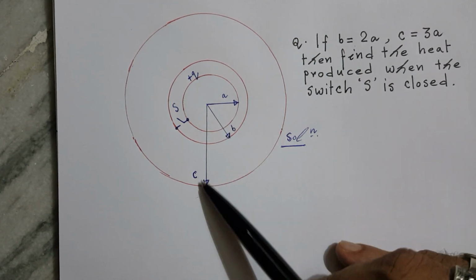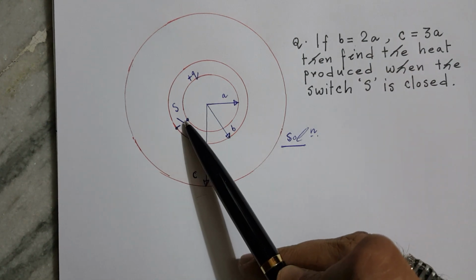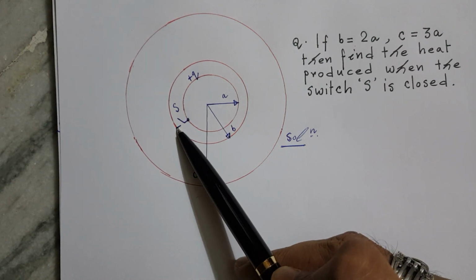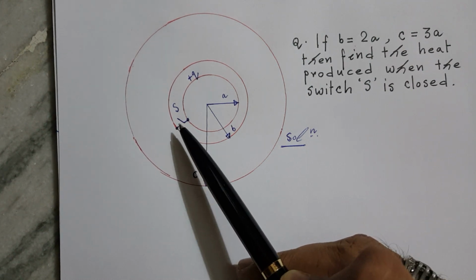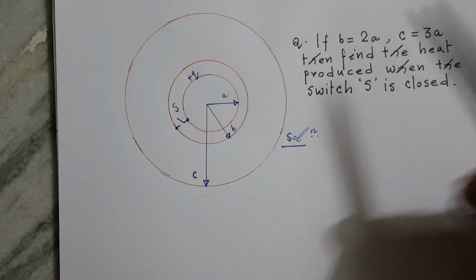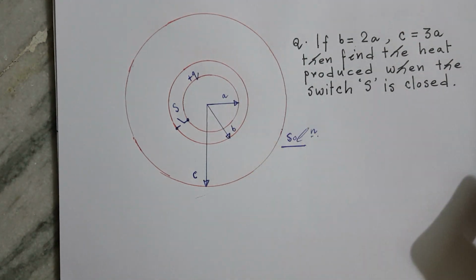And the outer radius of the spherical shell is c. c is equal to 3a. There is a switch which connects the boundary of the solid sphere with the inner surface of the spherical shell. The question is, how much heat is produced when the switch is closed? This is a conducting solid sphere and this is a conducting spherical shell.